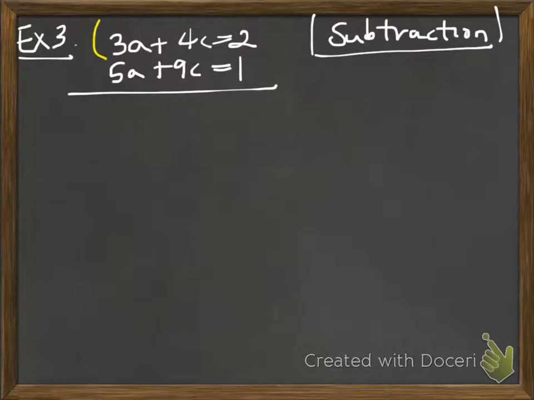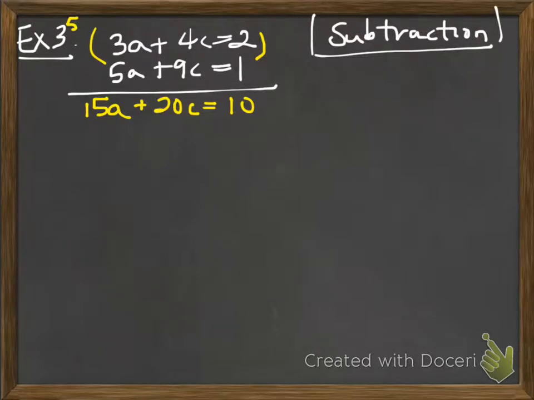So how do I make 3A match with 5A? Well, the easiest thing to do if you don't know right off the bat, just multiply by 5. So I'm going to multiply by 5. Now here I have 5 times 3A is 15A. 5 times 4 is 20C. 5 times 2 is 10.